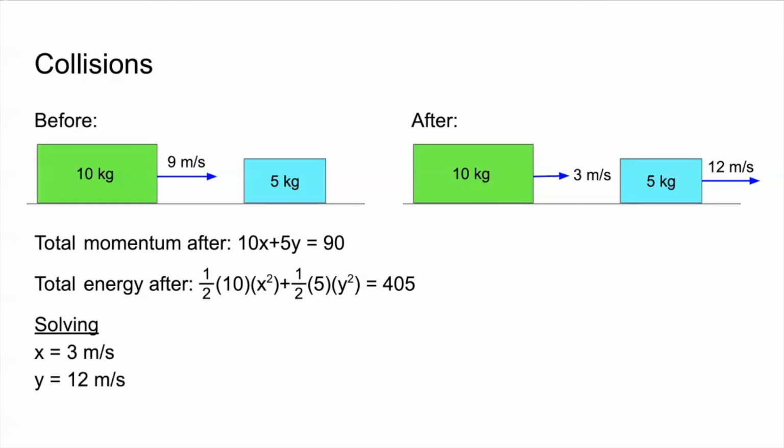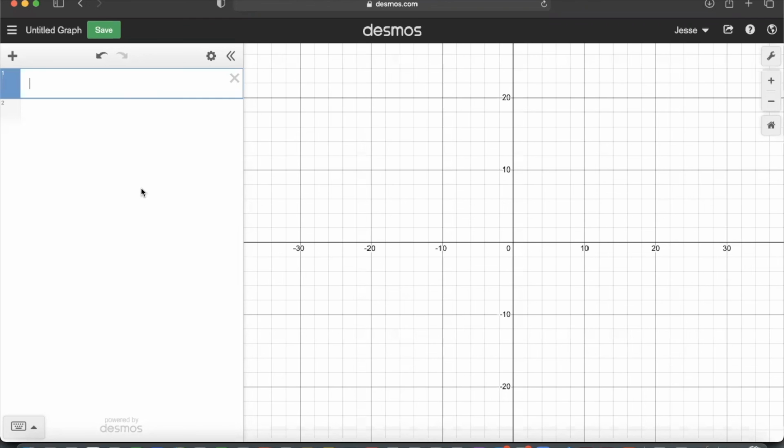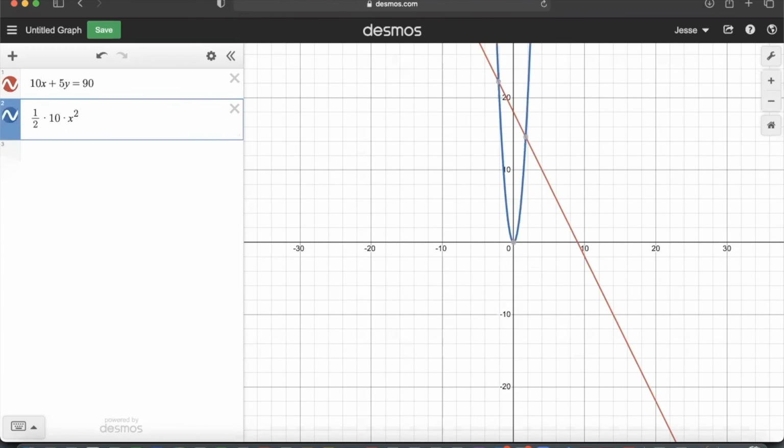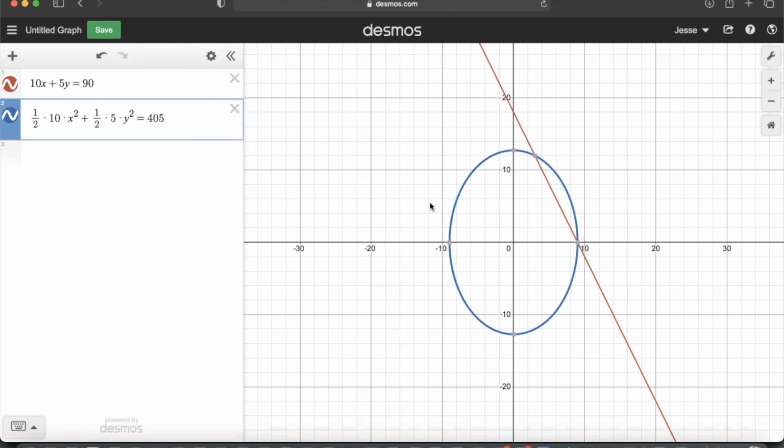Solving this system of equations can be tedious, but if you have a tool, it can be easily done. By using the Desmos graphing calculator, all you need to do is find the intersection of graphs. So type in the system of equations. And you will see that these two graphs have two intersections. The first one is the pair of velocities before the collision. That's not what you want. This one is the pair of velocities after the collision. So this is how you solve this system of equations.